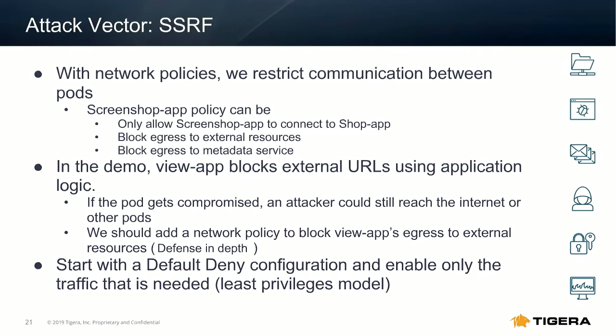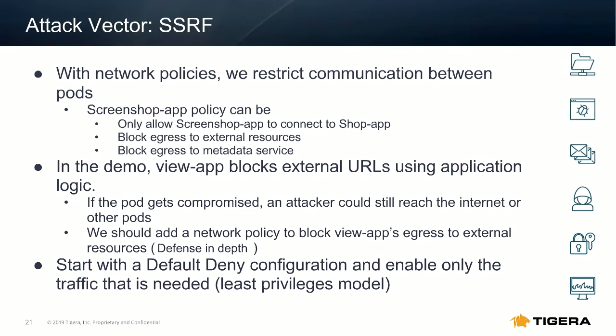For the view app, I showed you that the view app actually blocks external URLs, if you remember. This was actually done by the application logic only. This means that if the pod gets compromised, the attacker can still reach the internet or other pods, since there's no network policies or anything used to prevent it from happening, other than the application logic. So in order to have defense in depth, we actually should add network policies to the view app to block egress to external resources.